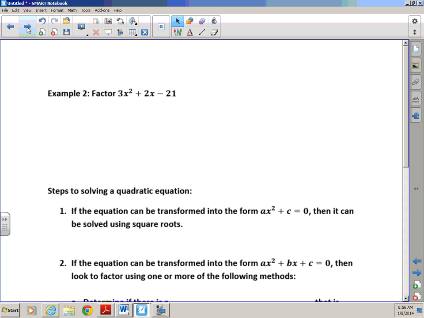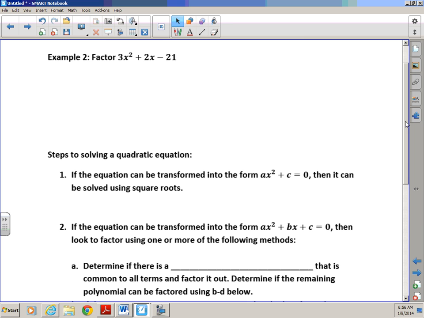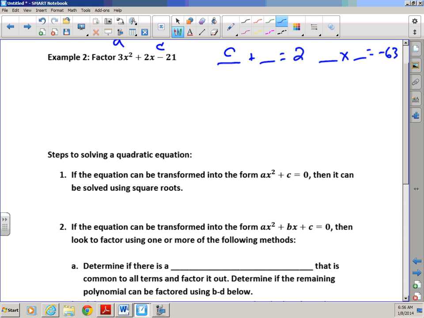So let's go through the next example. All right. A times c is equal to negative 63. I need to add to 2, and I need to multiply to negative 63, which is 3 times negative 21. Hopefully you'll see that's 9 and negative 7.